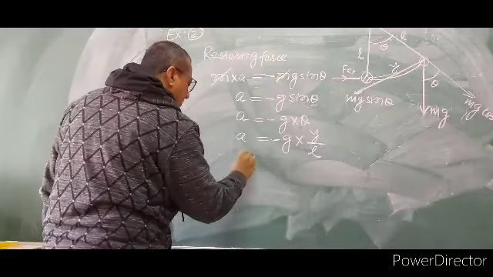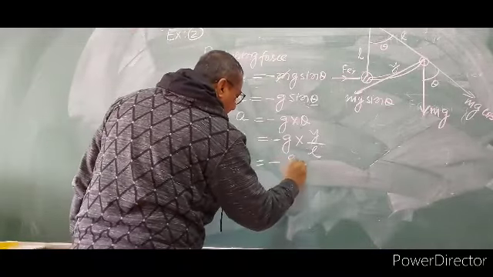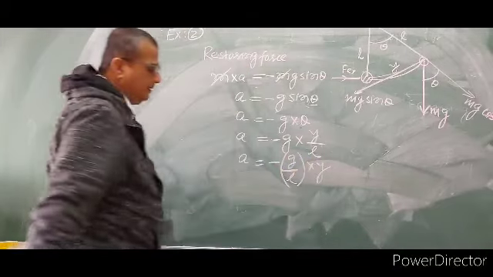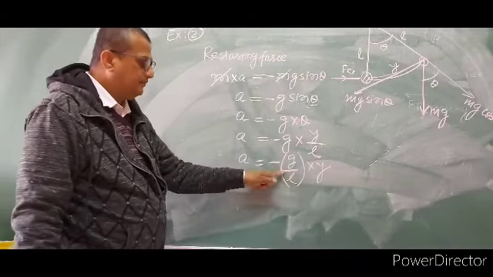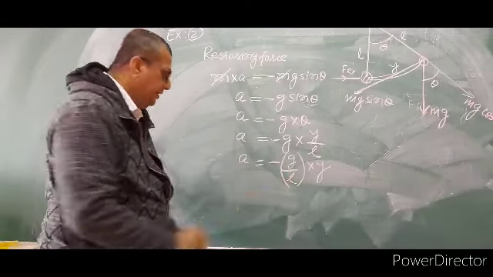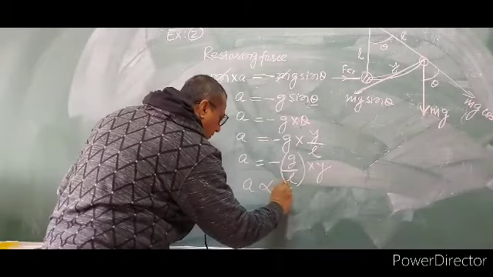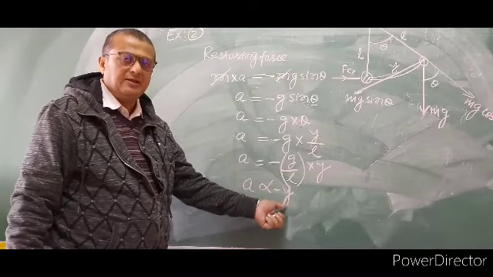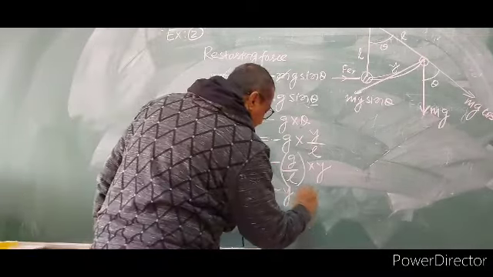We can write A equal to minus g by L into y. This is a constant term. So certainly A is directly proportional to minus y. It proves that the system is in SHM.